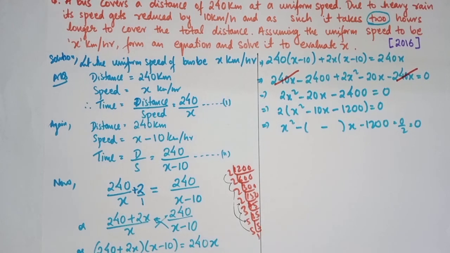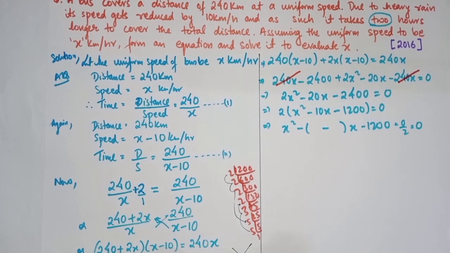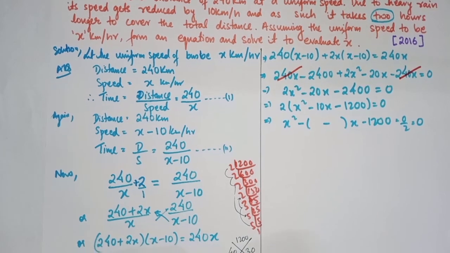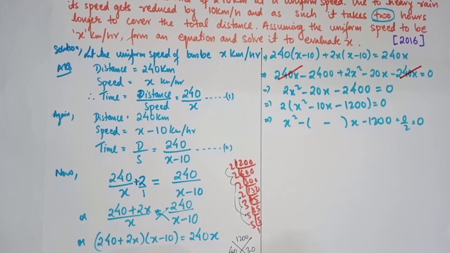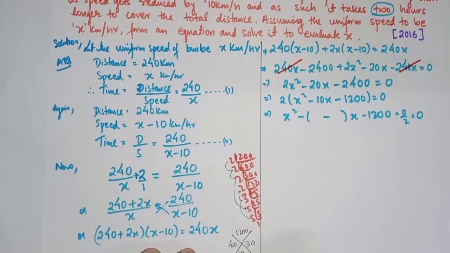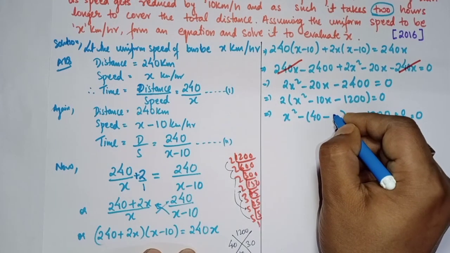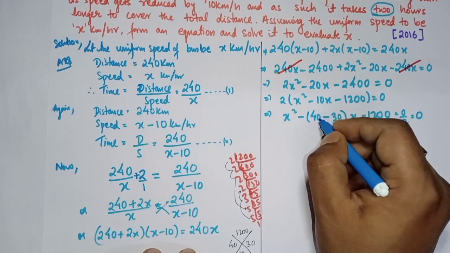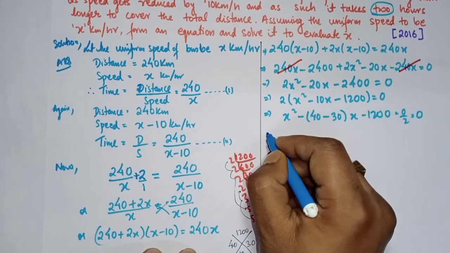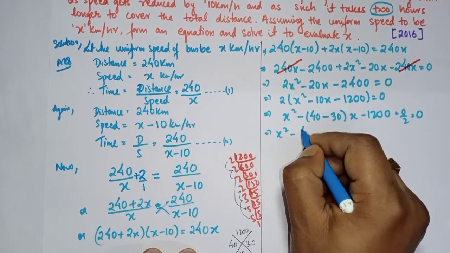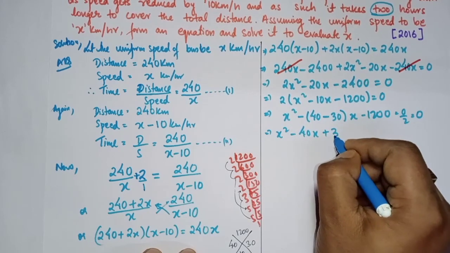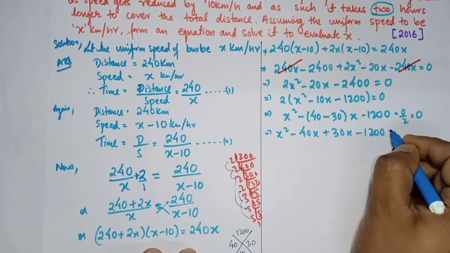So 40 minus 30. How much do we have? 1200. So 40 into 30, I'll get 1200: 4 threes are 12, 00. And 40 minus 30 will come how much? 10. So 40 minus 30, I'll get 10. So what can I write? I can write 40 minus 30, so 40 minus 30 is 10, and 40 into 30 is 1200. So it should match this way. Now I'll get x square minus 40x plus 30x minus 1200 equals 0.